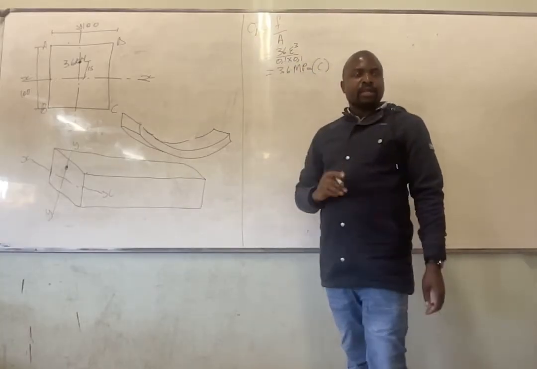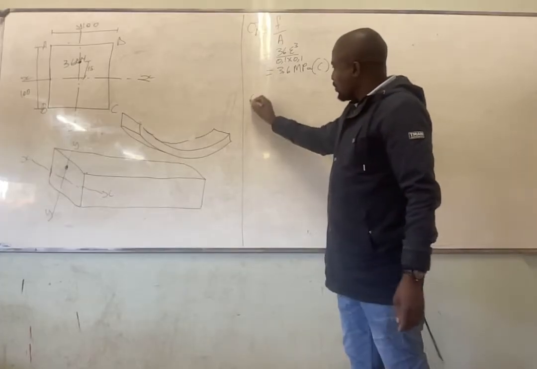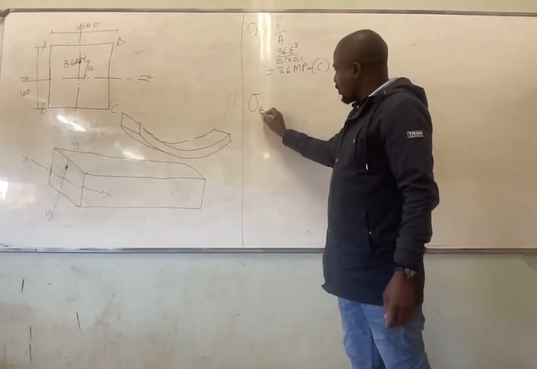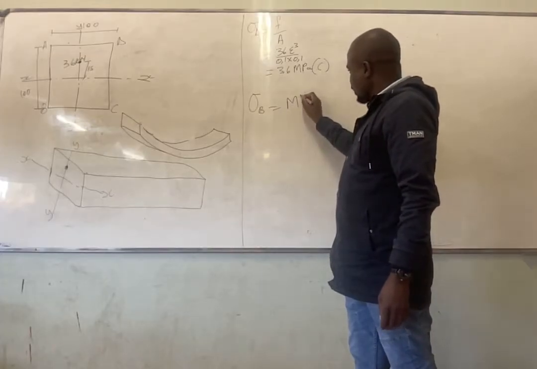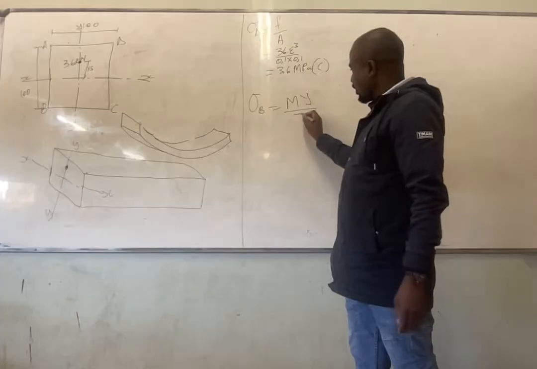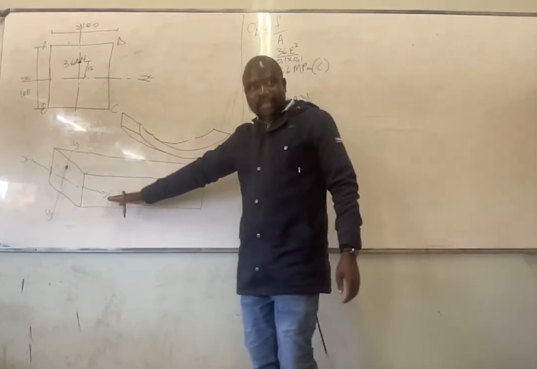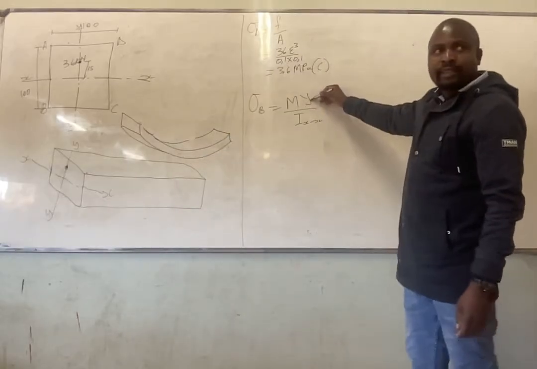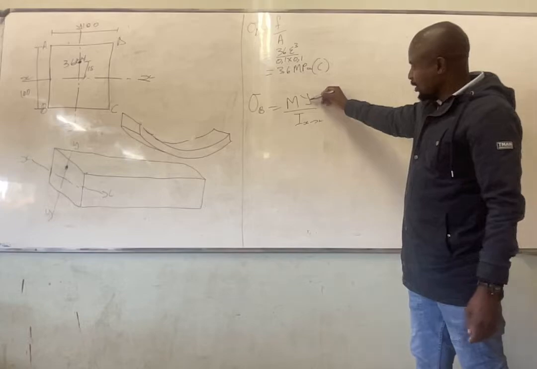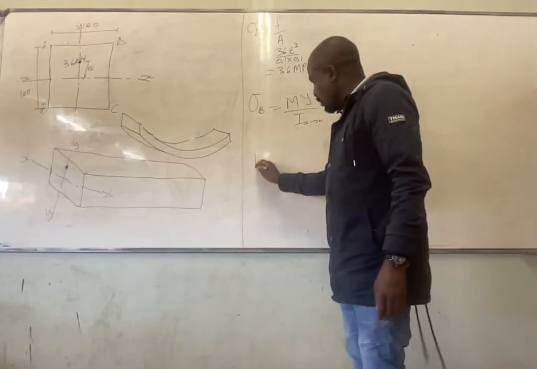It means now we need to calculate what? A bending stress. Previously we did find out that we can calculate it using this formula: Y over Ixx, because in this case it's bending about Xx, right? So what is the value of Y? 50. So now we need to calculate these two, right? Let us start with bending moment.